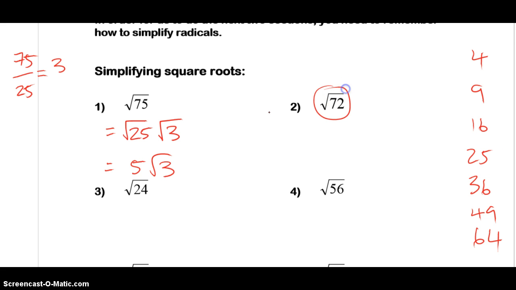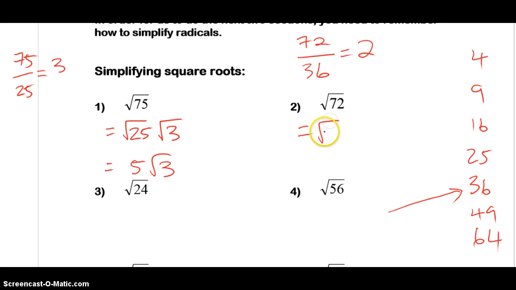How about square root of 72? So our first step is look at our numbers right here. Can you see any factors? Any direct factors that when we divide 72 by one of those numbers, it gives us a whole number? Well, the biggest factor I can see is going to be 36. So 72 divided by 36, if I use my calculator, gives me 2. So I'm going to rewrite this 72 as the square root of 36 times the square root of 2. And again, you should see 36 times 2 is 72.